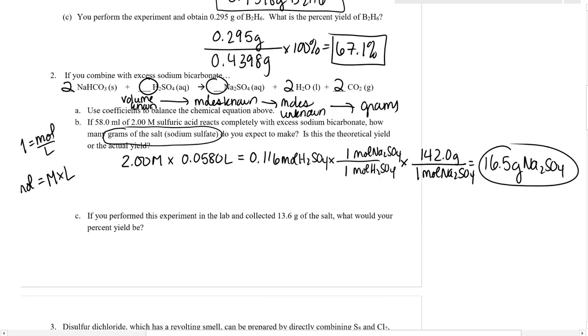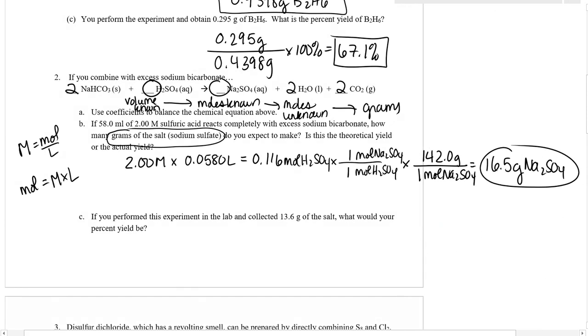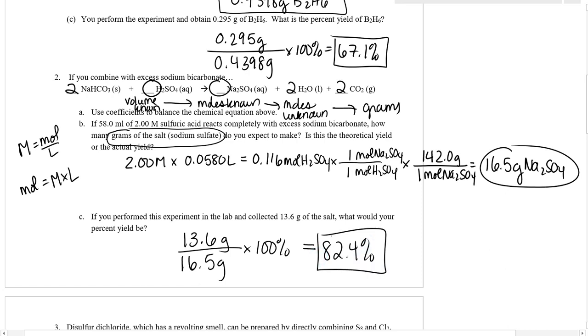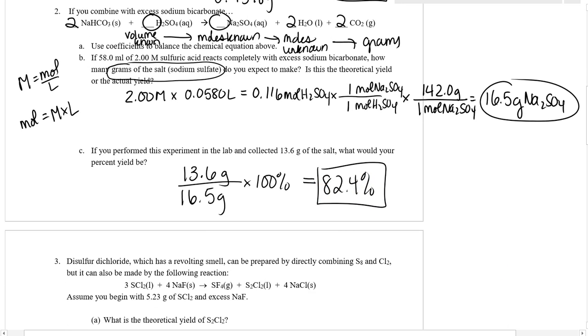And then you go through and actually do this reaction in the lab, and you collect and dry and weigh the solid, and you find that actually you only collected 13.6 grams. So you're going to turn that into a percentage. It's what you actually got divided by what you expected to get, and plug that in your calculator. You should get 82.4%. That is your percent yield.